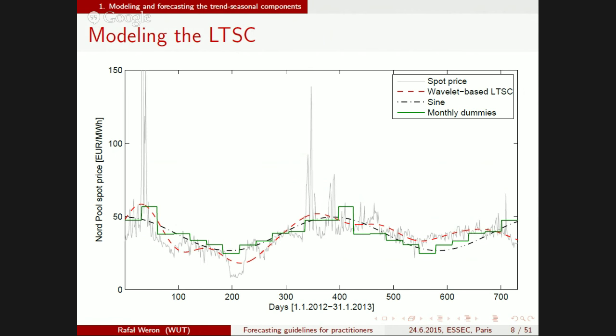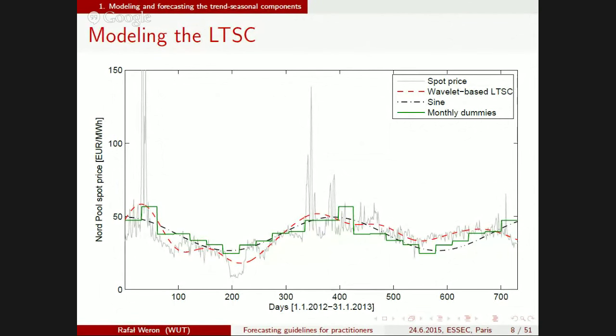The green one is monthly dummy, so you have a constant function over a month period. There's a kind of a step function you observe here. The black dash dot is a sine function. Again, it's periodic. It's very easy to predict, like the monthly dummies. However, the fit is not so good. And the third one here is the wavelet-based long-term trend component, the same kind of trend component that is in the data.